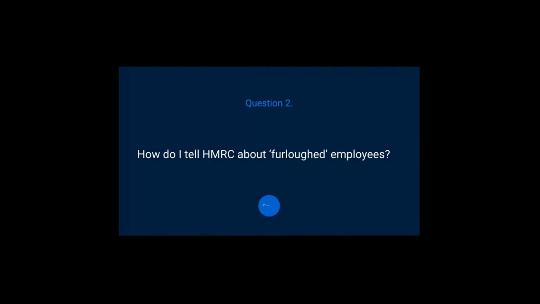Now, the HMRC have confirmed that those who are furloughing less than 100 employees will need to enter the individual employee details manually into the new online system. And those who are furloughing 100 or more employees will be able to upload the employee details in a CSV or XML type format.